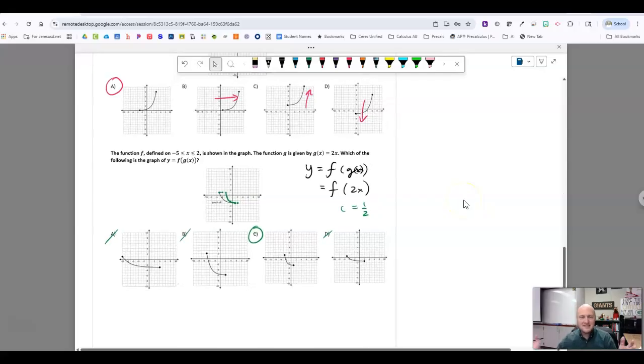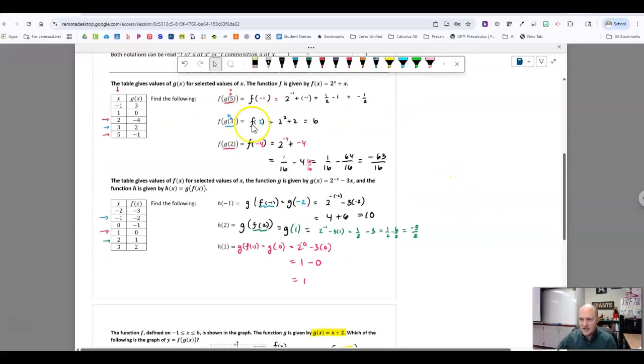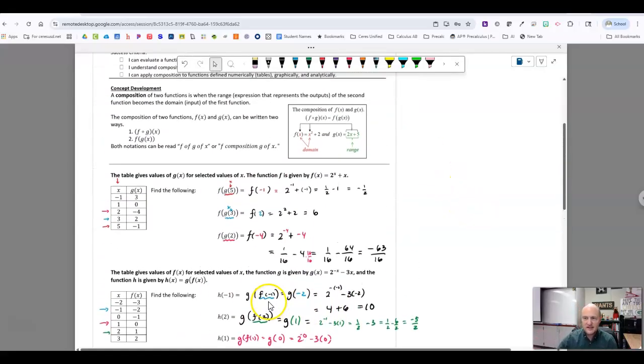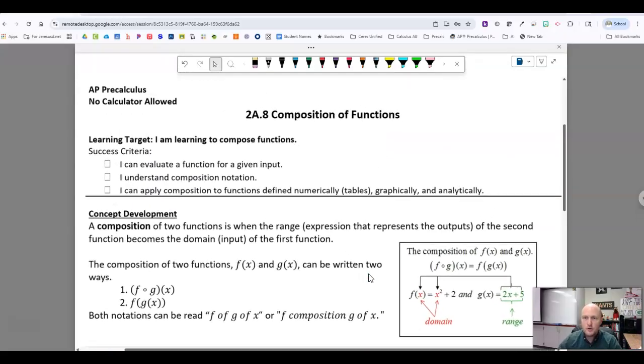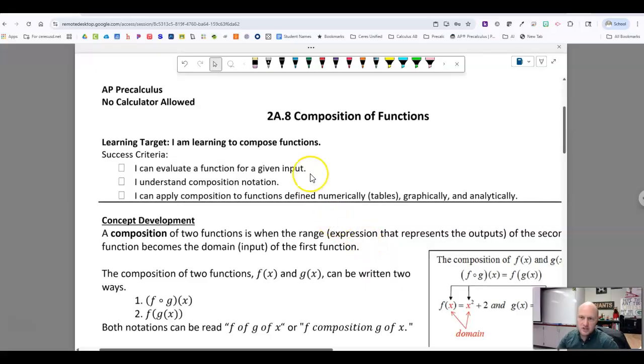Okay? That's the idea behind composition. You just take whatever's on the inside and you plug it in, and then you evaluate the outside. So hopefully you learned about composition notation. Hopefully you learned how to evaluate a function with composition, and you could do that involving an algebraic equation and a table.